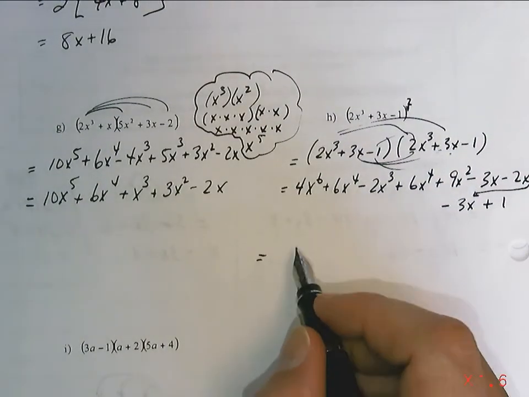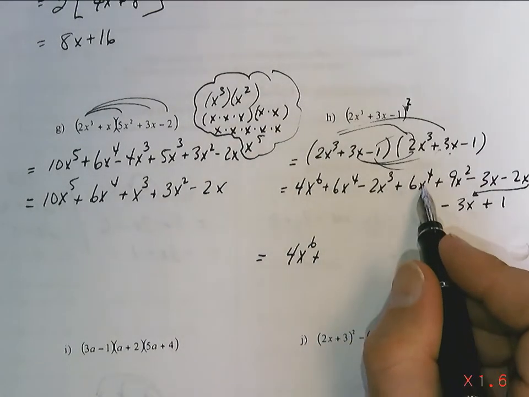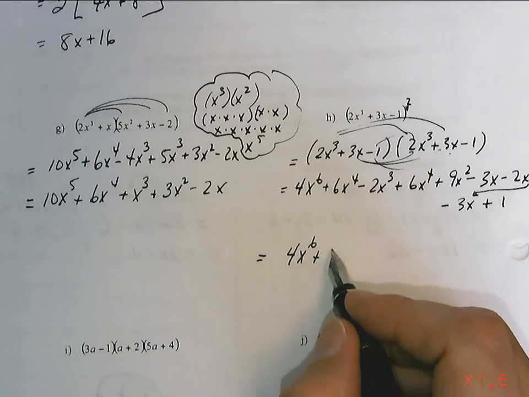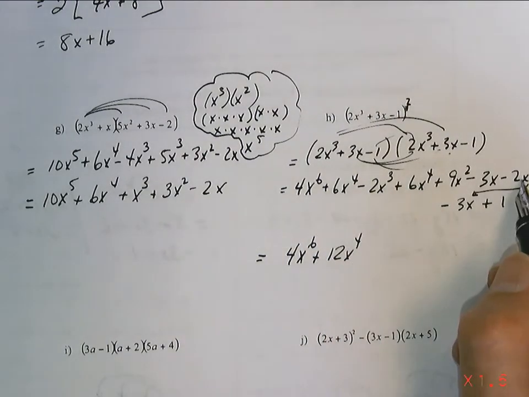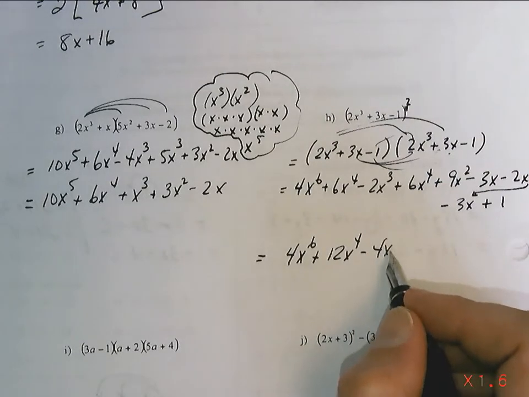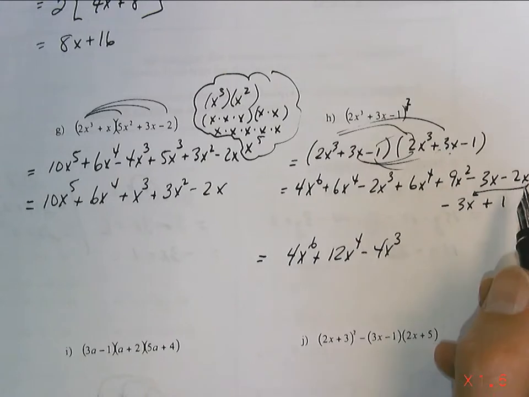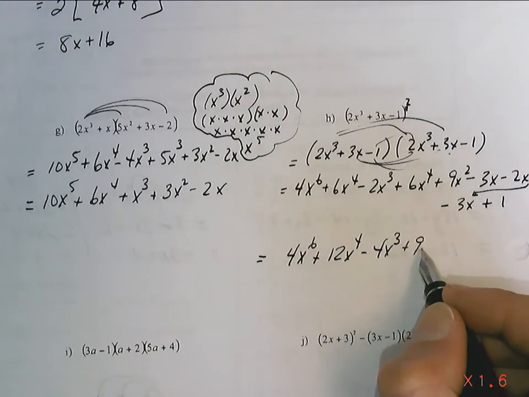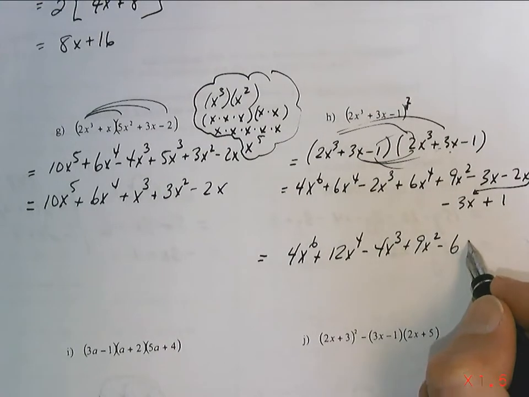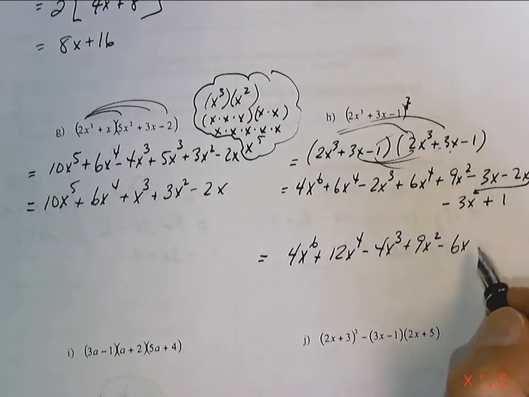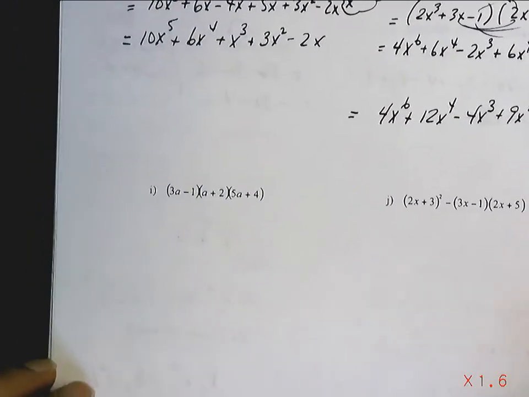Okay, so let's put these things together. 4x cubed plus 6x to the 4, 6x to the 4, so I'm thinking it's 12x to the 4. Negative 2x cubed, negative 2x cubed is negative 4x cubed. 9x squared seems to be the only one. Negative 3x, negative 6x, and finally plus 1. Woohoo! Okay, moving on, almost done.